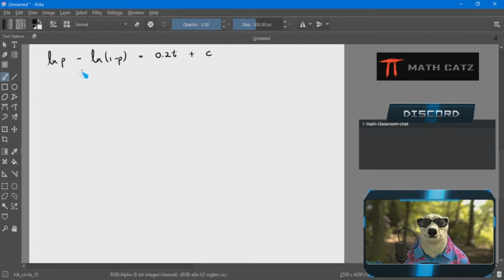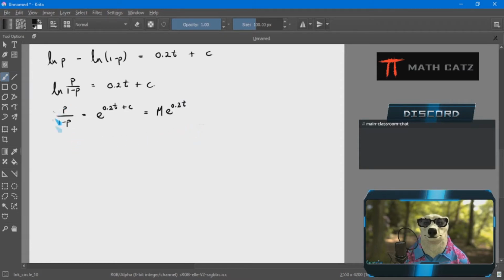Now I'm going to put these two left terms together with a log property. Log of the difference of logs is the log of the quotient. A property we may not be using a lot, but it is there when we need it. And so p over 1 minus p is e to the point 2t plus c. I'm going to do the same thing as we've done before by having a more convenient version of the integration constant.